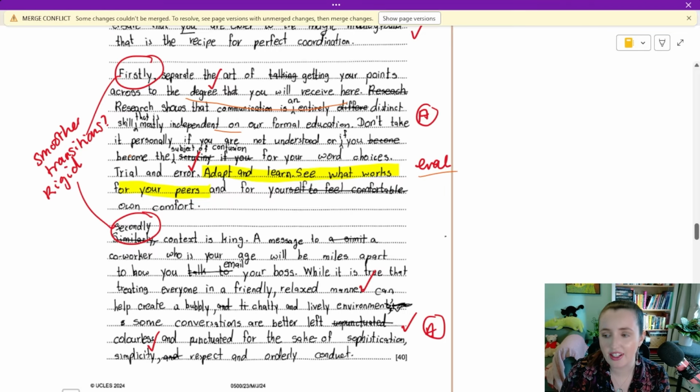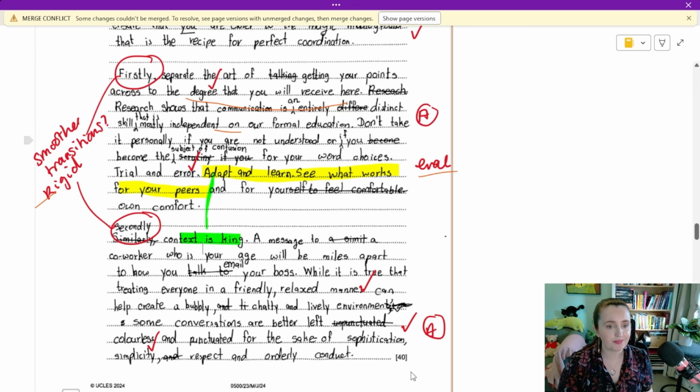I do think saying firstly, secondly, thirdly, finally is a little bit rigid, a little bit year 8, primary school, not very sophisticated. I would recommend against. I personally just don't like it. Secondly, context is king. You're probably wondering why I didn't mark it for evaluation. The same idea as this, that's why. A message to a co-worker who is your age will be miles apart to how you email your boss.